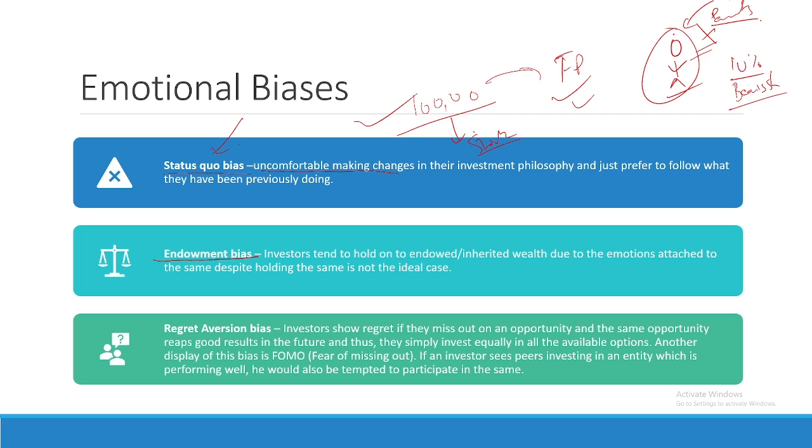A person displaying this bias should question himself, like, would he actually buy this stock had it not been given by his parents? And if the answer is no, then he should understand that there is no point holding this.